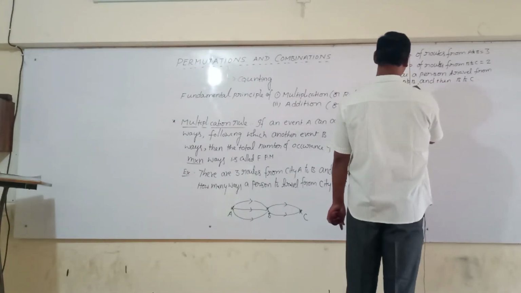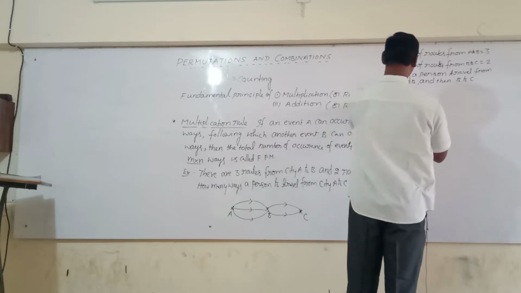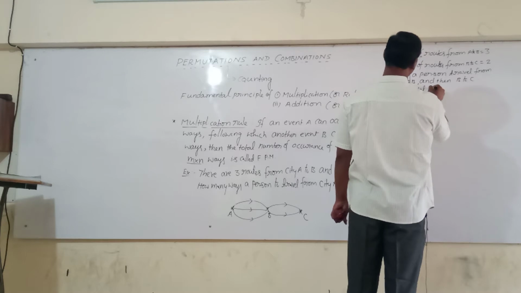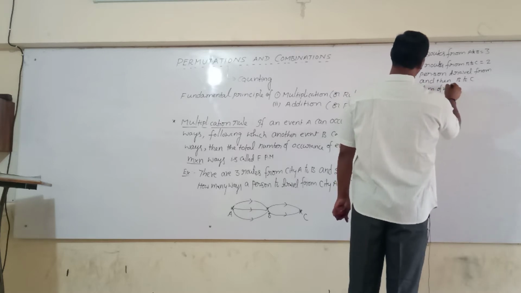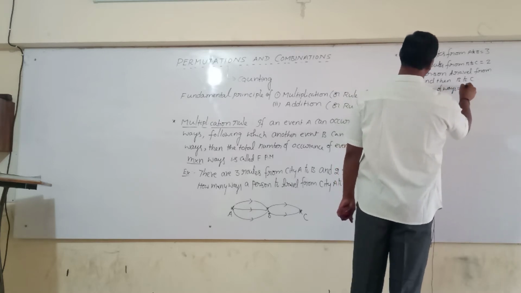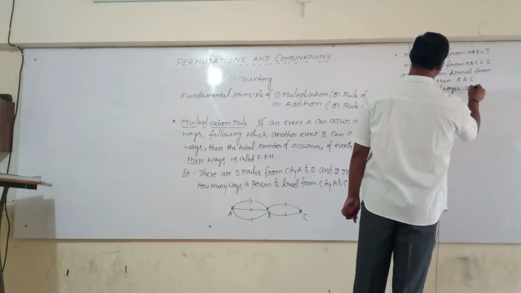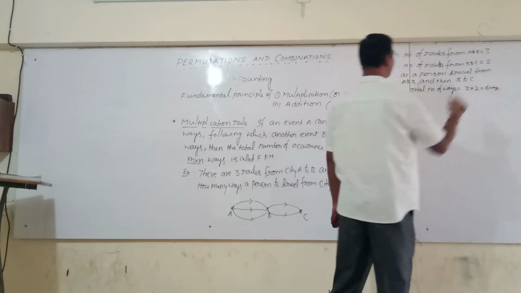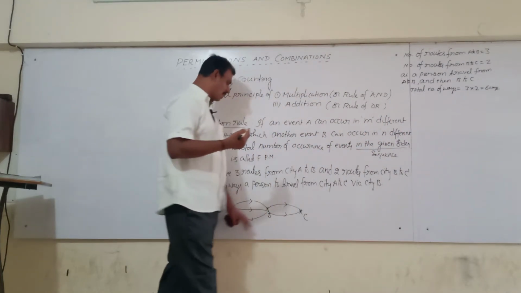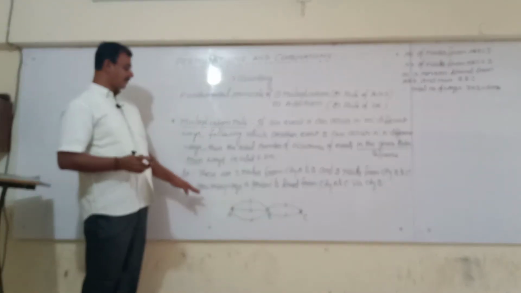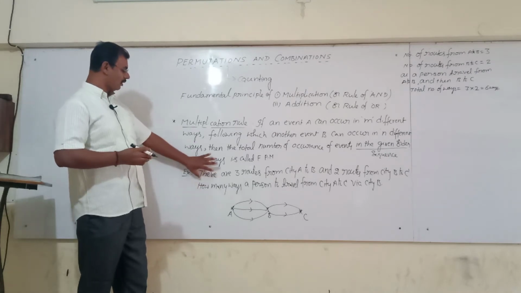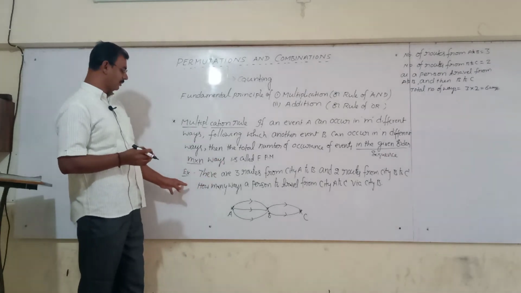Therefore, total number of ways is equal to m into n, 3 into 2, that is equal to 6 ways. So this is the answer of the question. I hope that you understand this rule. Okay? Do you want one more example? So see once again this example.